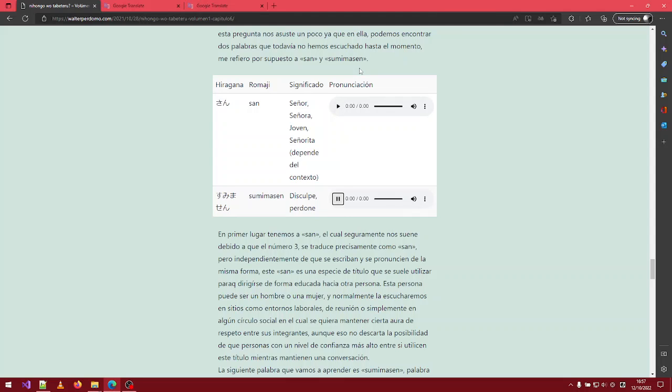Sumimasen. すみません。 So sumimasen is basically like excuse me, pardon me. It's a polite way to get someone's attention. If this person is distracted or talking with someone else, you can say sumimasen, excuse me, do you have a minute? Do you have a second? It's a polite way to get someone's attention, basically.